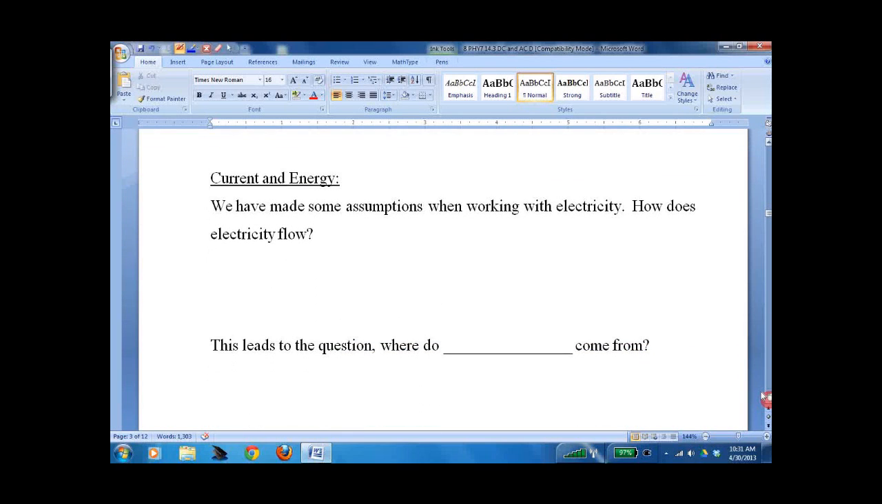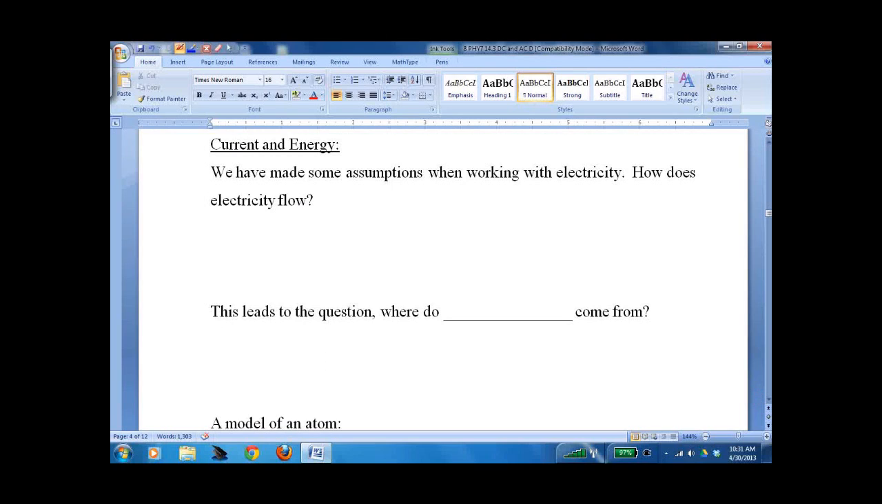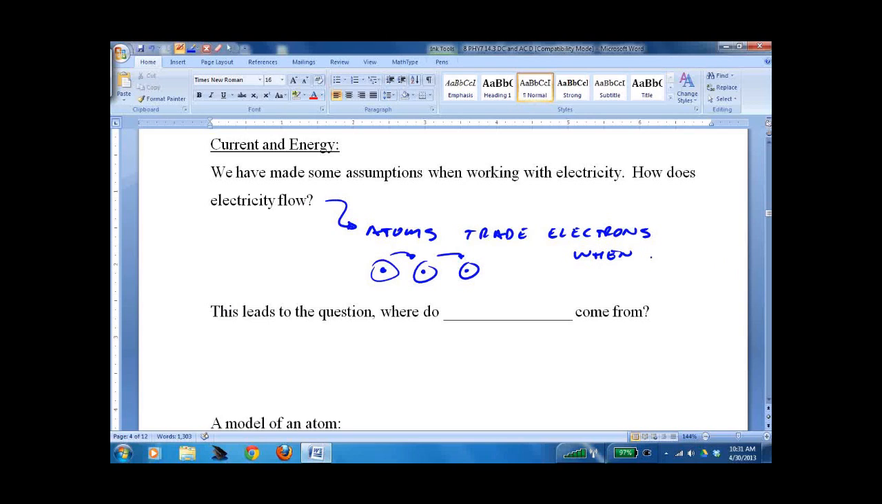So, jumping ahead to current and energy, we've talked about this. How does electricity flow? The atoms trade electrons. All right, so they go from atom to atom when a voltage is applied. So where do the atoms come from?